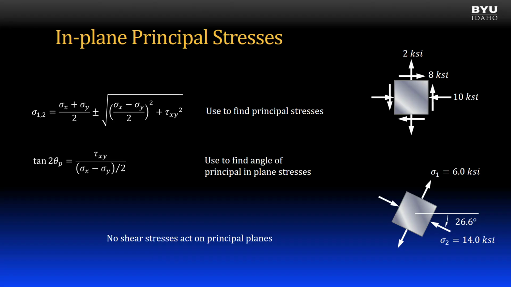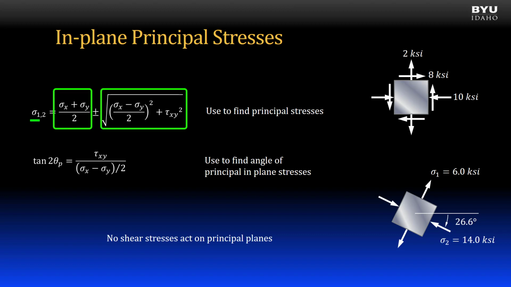The maximum normal stresses at a point in a structure are called the principal stresses. They can be found using the principal stress equation shown. There are always two principal stresses, acting 90 degrees apart, though it is possible for one of them to be zero. Sigma 1 is always the most positive value.